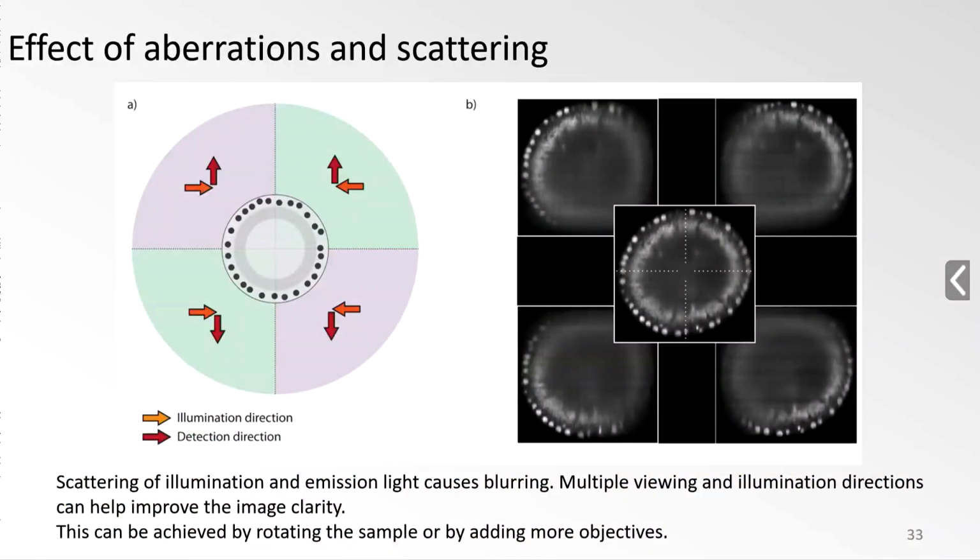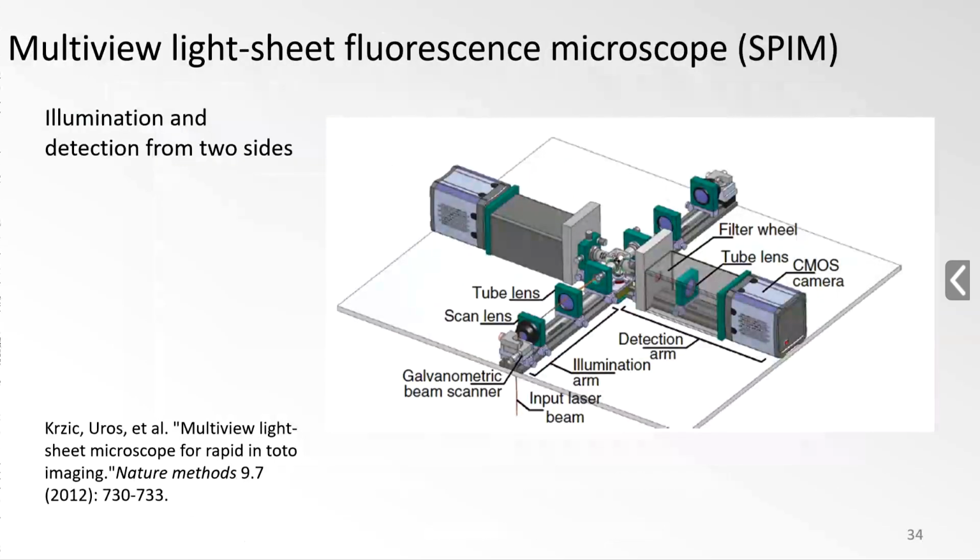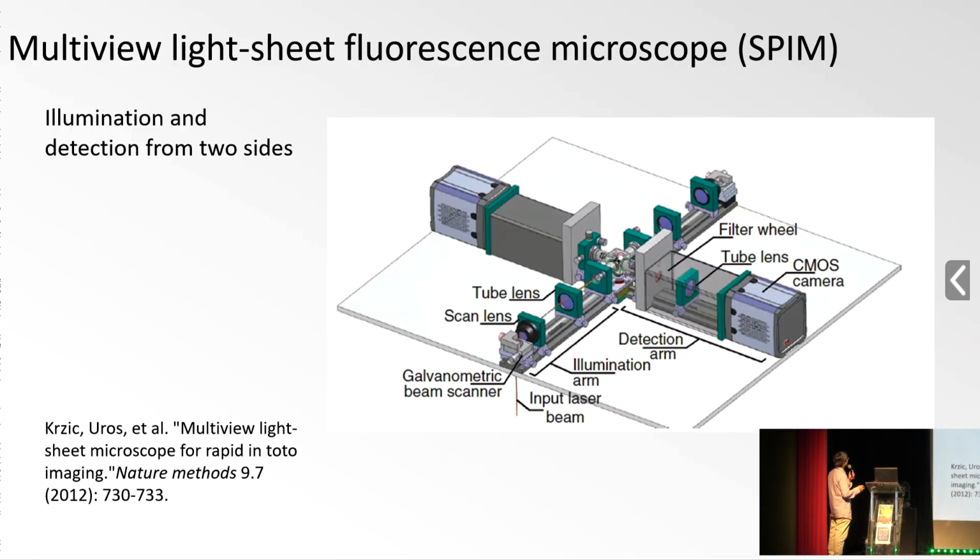And of course, some people have done 2 illumination, 2 detection. So now you don't really need to rotate the sample at all. This is a setup where you can acquire the data from 2 angles and illuminate the sample from 2 angles.